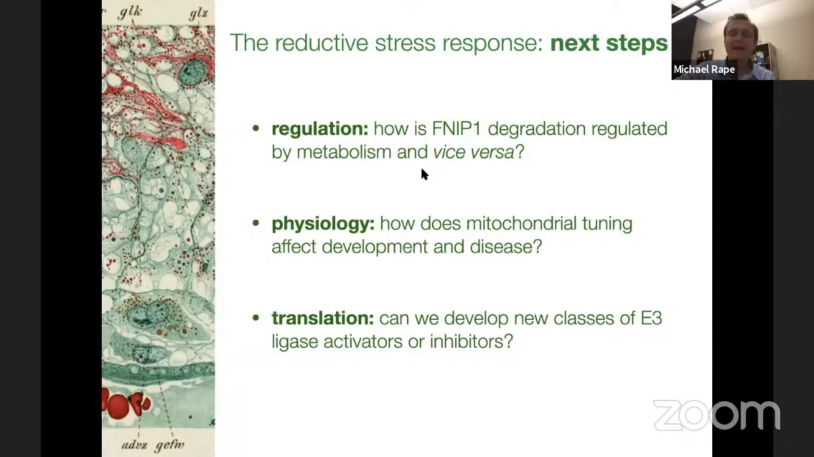We're very interested in the physiology. We've now made knockout mice of this. And so we try to understand, how does this mitochondrial tuning, as we call it, regulate development? And basically, is this function in metabolic control really at the heart of the developmental function? Is the stress function only an adaptation to that? And then most importantly, we try to translate this into new classes of E3 ligase activators, small molecules, to basically take this really powerful stress response E3 ligase into a very good drug target for treating either metabolic diseases or neurodegenerative diseases.